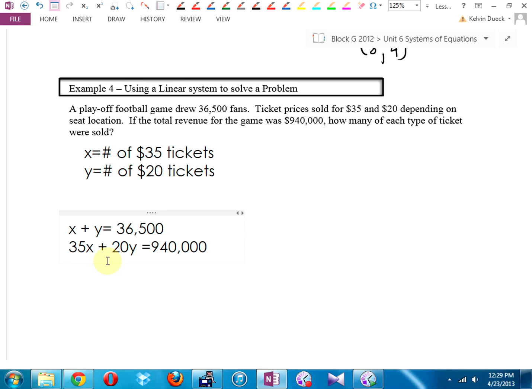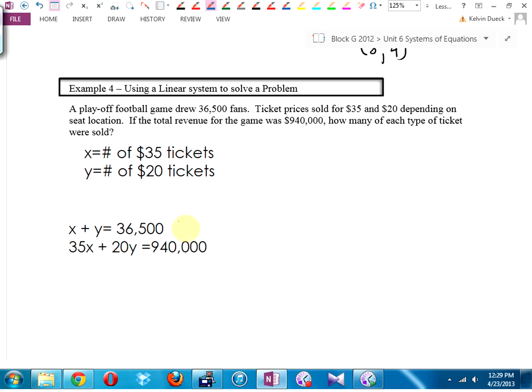Which method would work best for this? Substitution or elimination? Well, we're in the elimination lesson, so let's solve this using elimination. What do you want to get rid of, x's or y's? Y's? Okay, how? Multiply equation number 1 by negative 20? Let's do that.